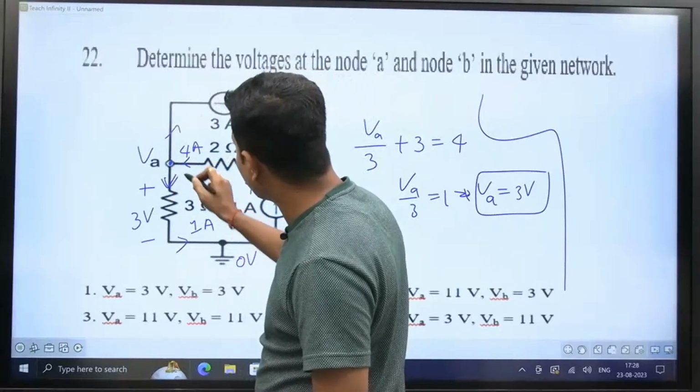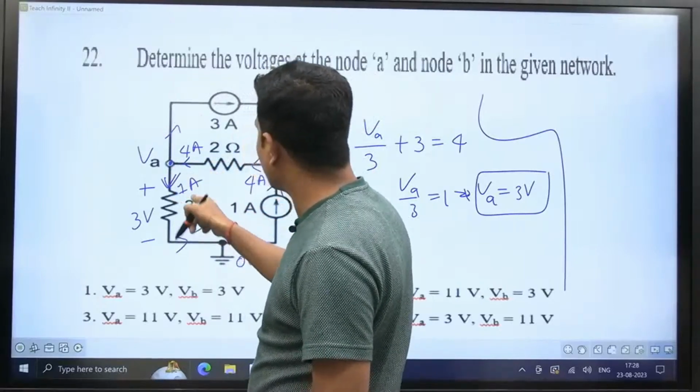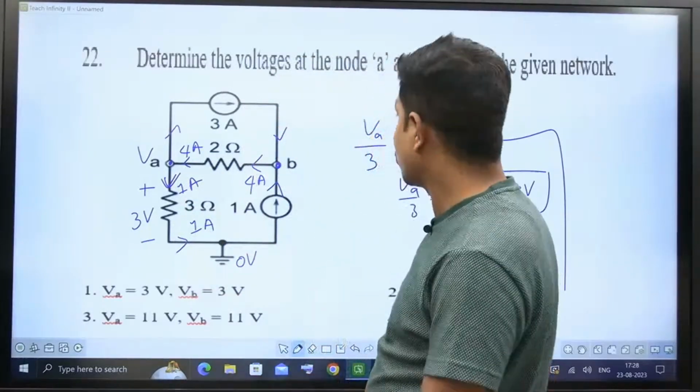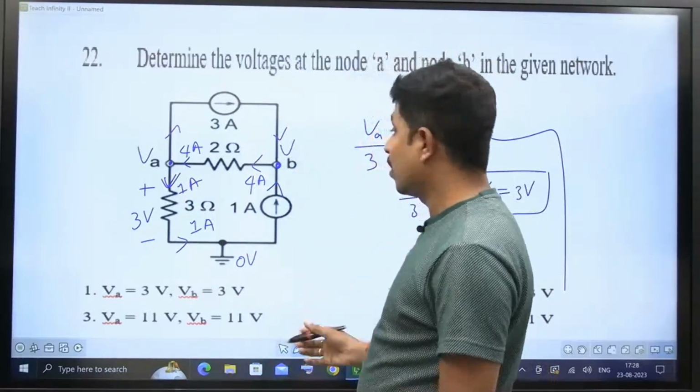Therefore, how much should leave from here? 1 ampere. So 1 ampere into 3 ohms will be 3 volts. In that way also I can get it. Now the question is VB. Here we should not panic.